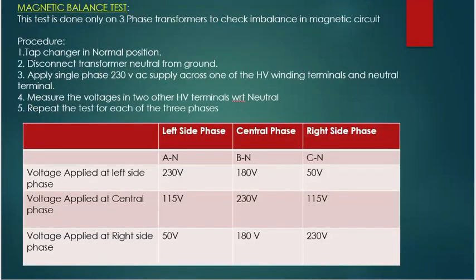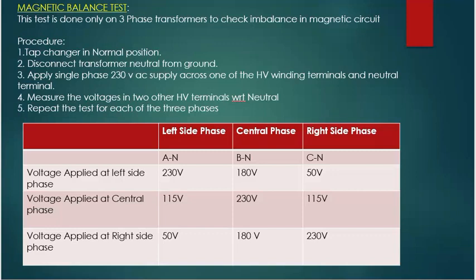Magnetic balance test is also performed in the three-phase transformer to check the imbalance in the magnetic circuit. The procedure of the test is described here. The transformer should be isolated from the system. Its tap changer would be in normal position. Disconnect the transformer neutral from ground.